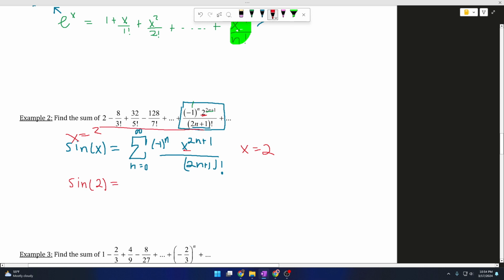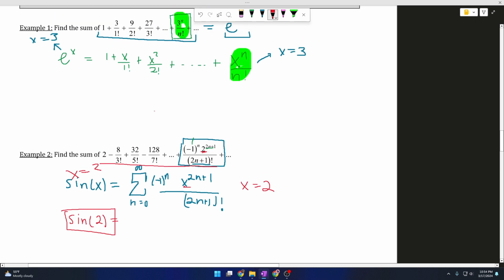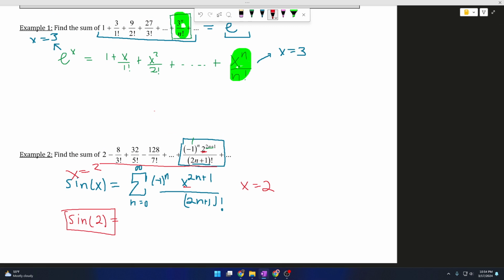The sine of 2 is equal to this giant ugly answer, which is therefore our answer to find the sum of this. So you see, we're not actually finding the sum by directly computing it. We're finding the sum by writing out the expansion and finding what looks similar to it.